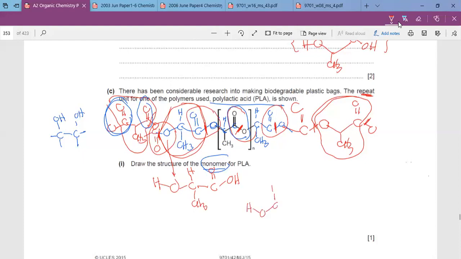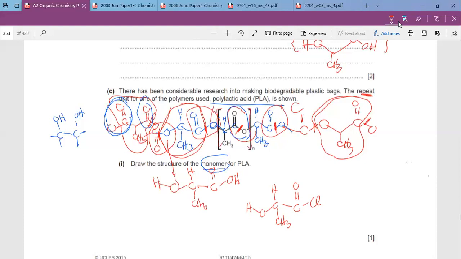I'll show you the marking scheme. CH3 here, C, O, and a Cl here. And of course you get the same from here. Remember, see they draw from here to here. It's very misleading. Of course, they want to trick you.